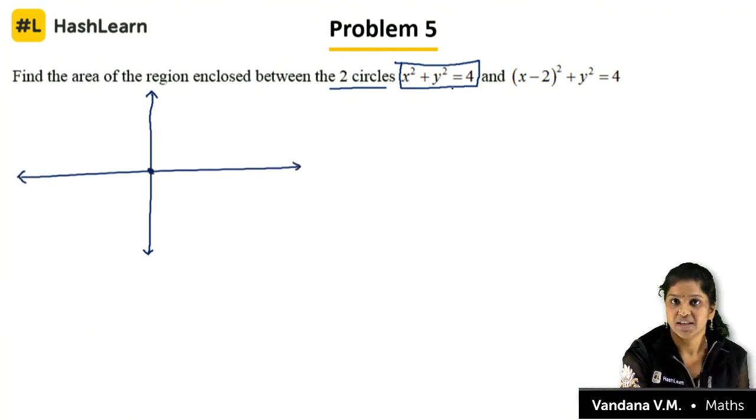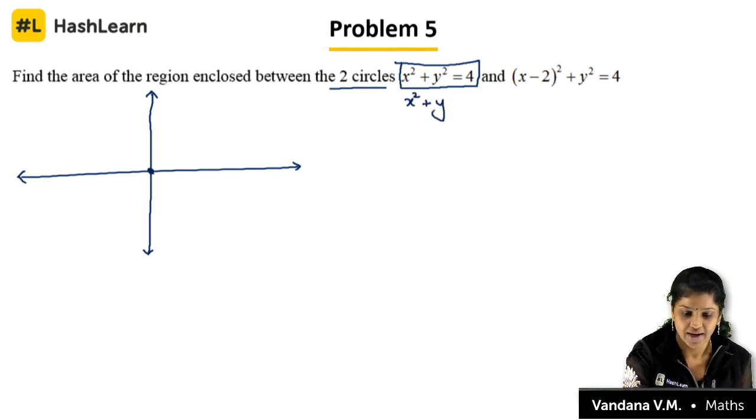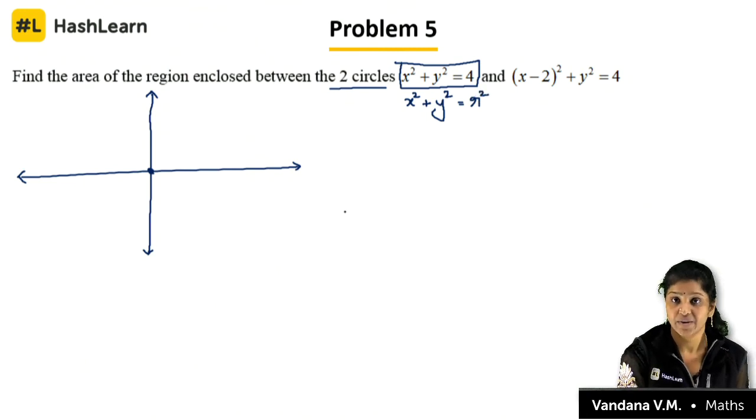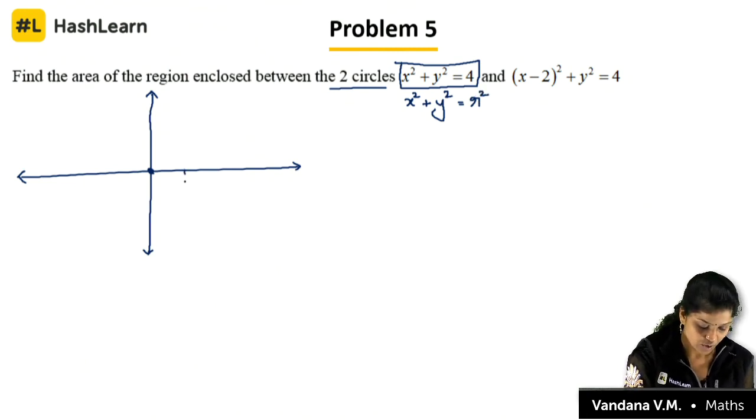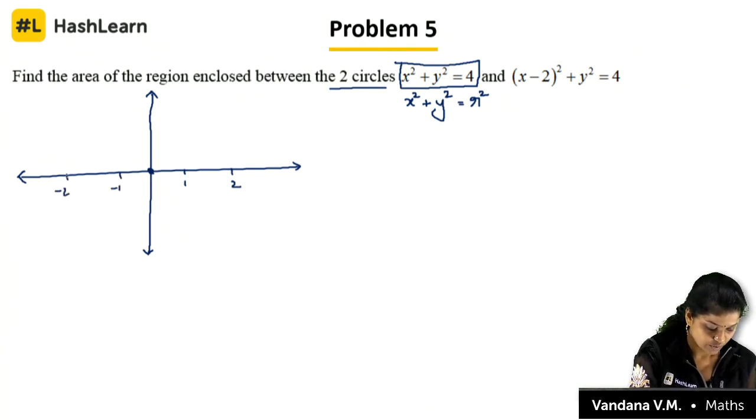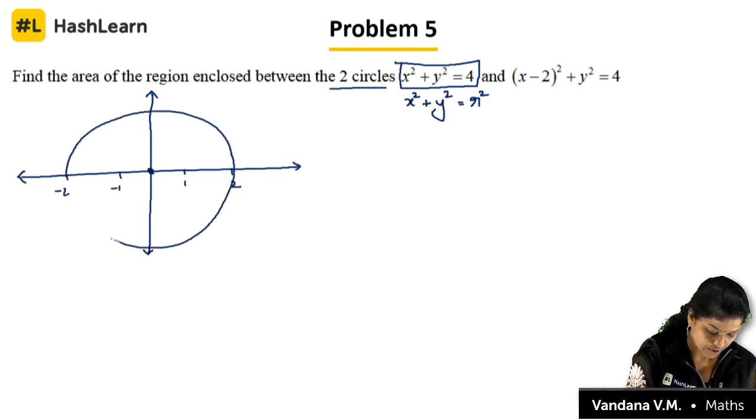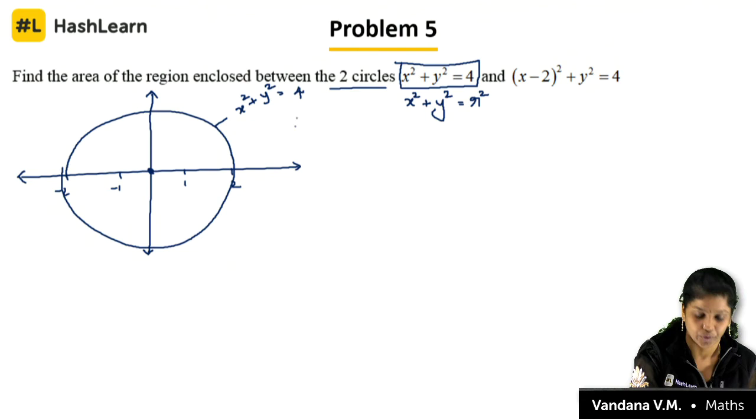This circle is passing through the origin. So, it is in the form of x square plus y square is equal to r square. r square means the radius is 2. 0, 1, 2. So, here also minus 1, minus 2. So, let me draw the circle like this. This is the circle of x square plus y square is equal to 4.